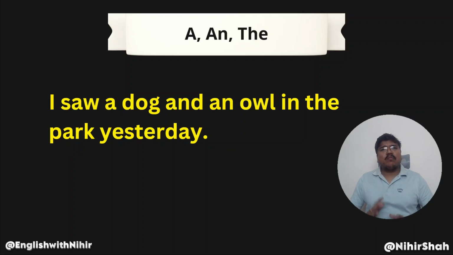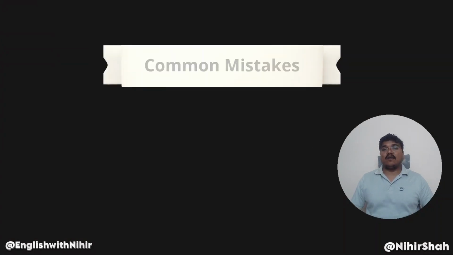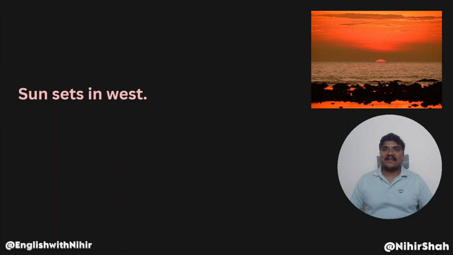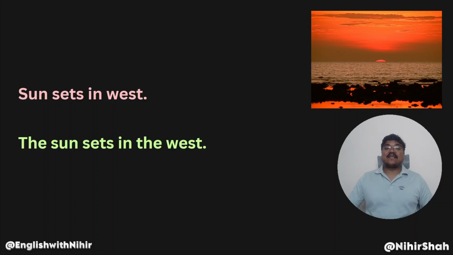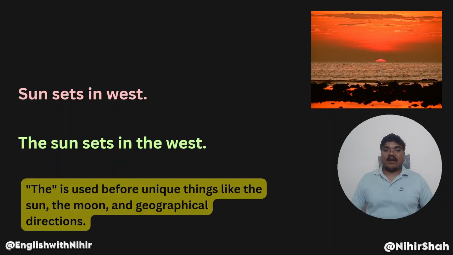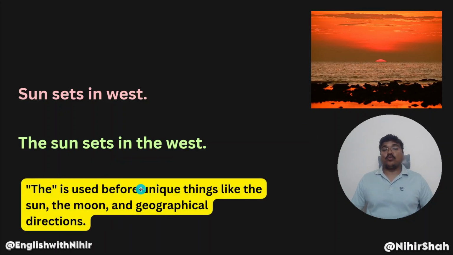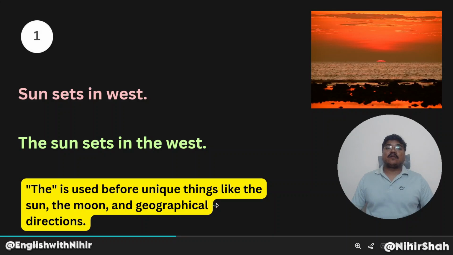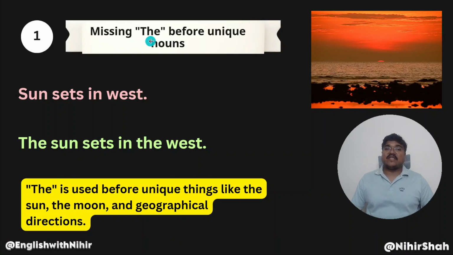Now, let's see some of the most common mistakes that we make while using a, an and the. Sentence number one. Sun sets in west. Can you find the mistake here? The correct answer is the sun sets in the west. Why? Because the is used before unique things like the sun, the moon, and the geographical directions. So this is mistake number one. Missing the use of the before unique nouns. Okay, so you don't have to make this mistake.